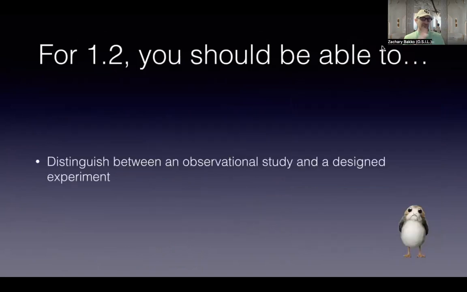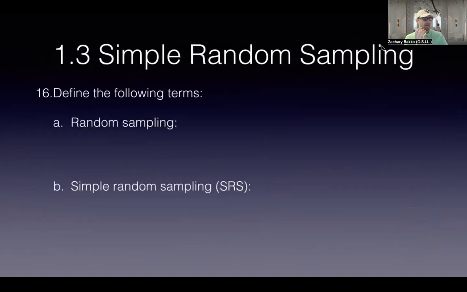Okay, so for 1.2, just be able to discern between an observational study and a designed experiment. All right, we're almost halfway done. 1.3, simple random sampling. We're going to define the following terms: random sampling and simple random sampling.